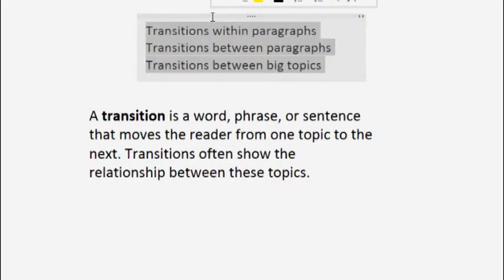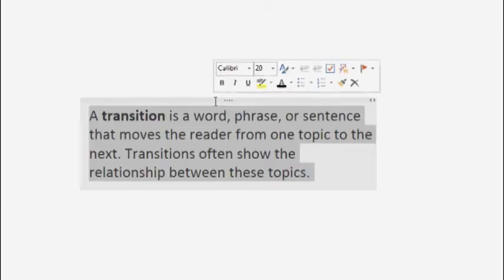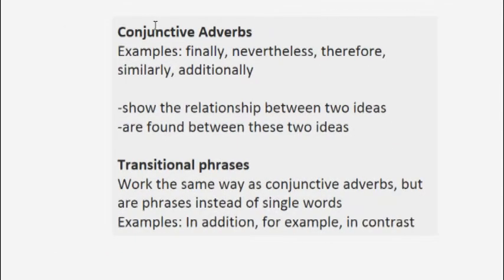So let's take a look at a couple of the more common examples of transitions that you'll use, say, within a paragraph and between sentences. The most common are conjunctive adverbs. So if you've ever been told that your writing is somewhat choppy or mechanical and doesn't flow, it's probably because you're missing conjunctive adverbs or perhaps transitional phrases, and we'll take a look at those in a second. Some common examples of conjunctive adverbs are finally, nevertheless, therefore, similarly, additionally, nothing you haven't seen before, right?